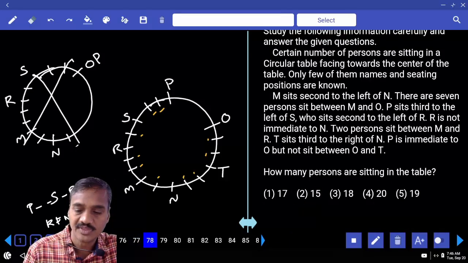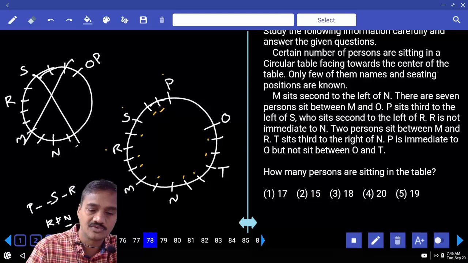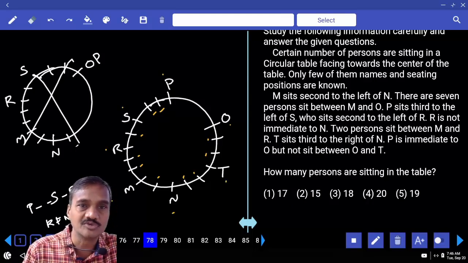Then 78. How many persons are sitting at the table? Now how many persons are there? 1, 2, 3, 4, 5, 6, 7. Known persons 7, unknown persons 10, 10 plus 7, 17, choice 1, 78.